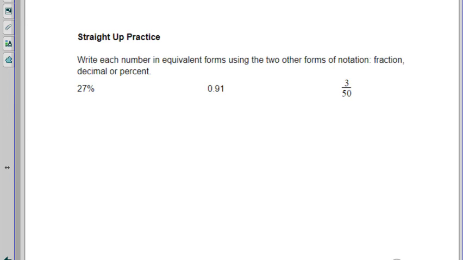All right, we got some straight up practice here. We have a percent, a decimal, and a fraction. And whatever you see, we want you to put it in the other two forms. Okay, so the first one is in percent, so you need to find that in decimal form and fraction form. This one here is already in decimal form. I want it in fraction form, and I also want it in percent form. And this is a fraction already, so we need it in decimal and percent. Go ahead and calculate those, and we'll check them in class.